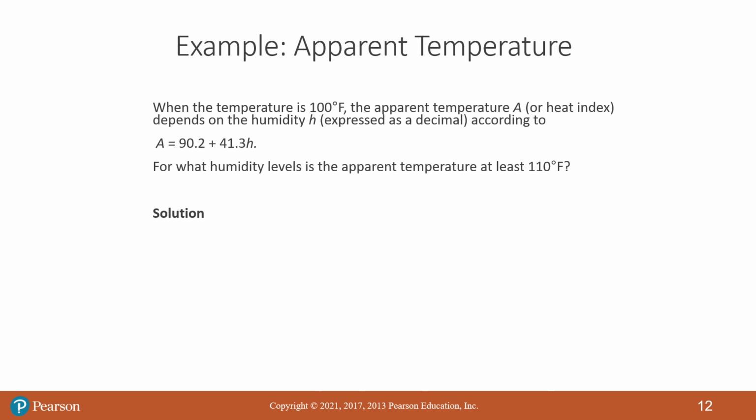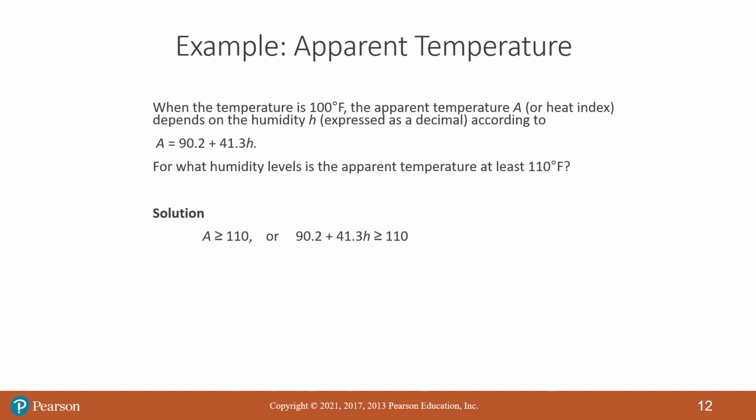Alright, so let's try this example. It says apparent temperature. When the temperature is 100 degrees Fahrenheit, the apparent temperature, A, or heat index, depends on the humidity, H, expressed as a decimal, according to A equals 90.2 plus 41.3H. For what humidity levels is the apparent temperature at least 110 degrees Fahrenheit?